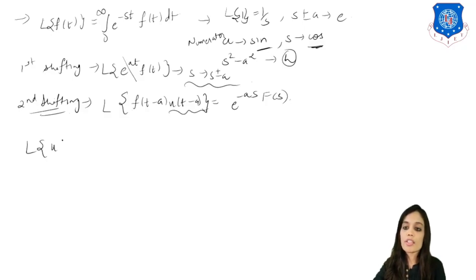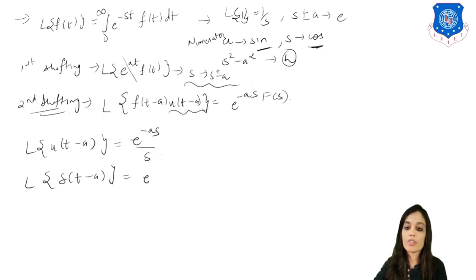Then the other two formulas that you have to remember are Laplace of unit step function, that is e raised to minus as upon s, and Laplace of Dirac delta function, that is delta t minus a, will be what? e raised to minus as. And the last theorem that you have to remember is the convolution theorem, right? So Laplace inverse of f1 of s into f2 of s will be equal to what? Integration 0 to t f of u g of t minus u du.